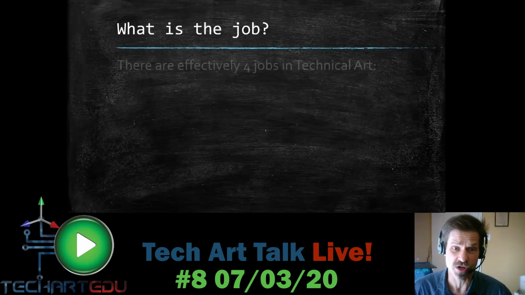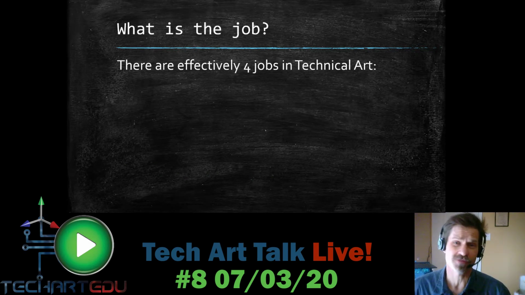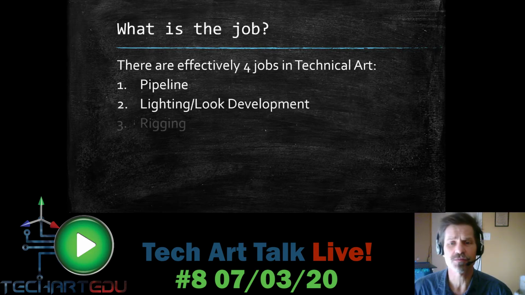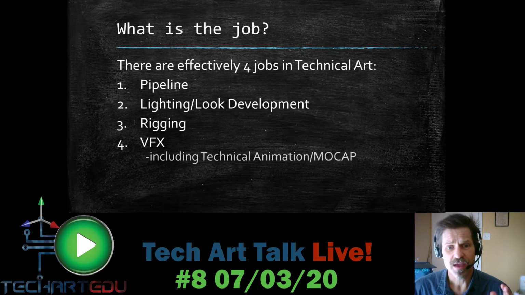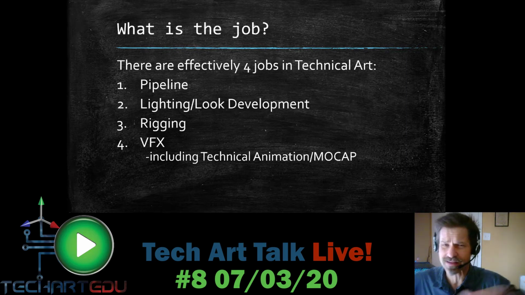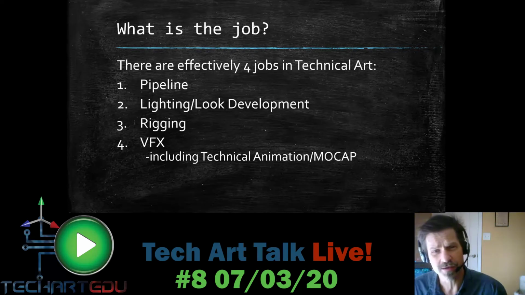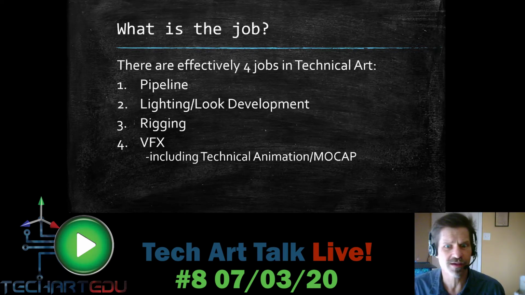Okay, what is the job? Well, there are only 4 effective jobs in the tech art market. There is the pipeline, there's the lighting, the look development, there is the rigging, there is visual effects, and then there's a subcategory of that of the technical animation and the mocap. Now, it depends on the company that you work with. Some folks might consider that rigging. Some folks might consider that pipeline. It kind of could go anywhere, but I'm kind of lumping it in as visual effects because if you were in the film world, it would probably be in the visual effects department. And so all about technical animation and mocap.